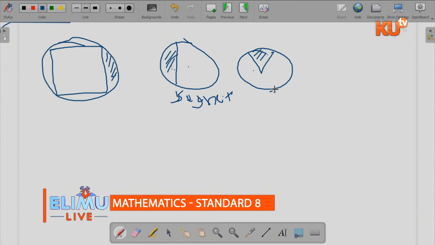And this is sector. So this is minor sector, major sector, minor segment, major segment. So for this one, how to identify a segment and a sector. If you check sector, it takes it from the point O. We call it center at the point O.